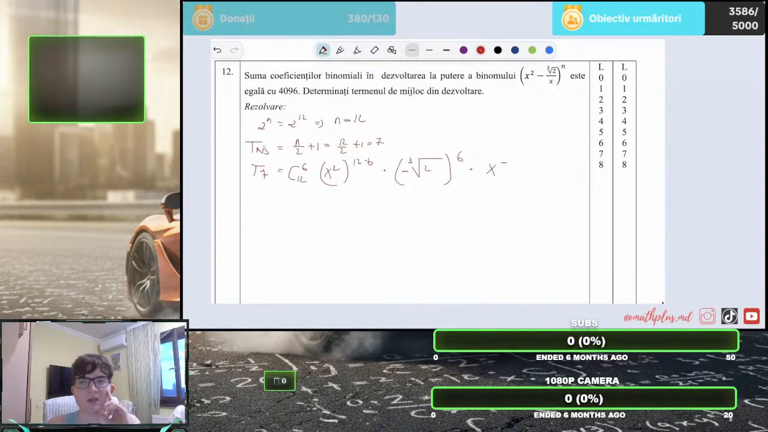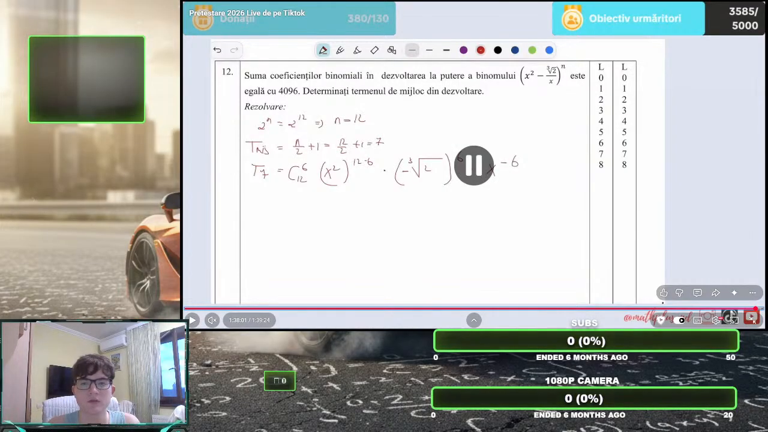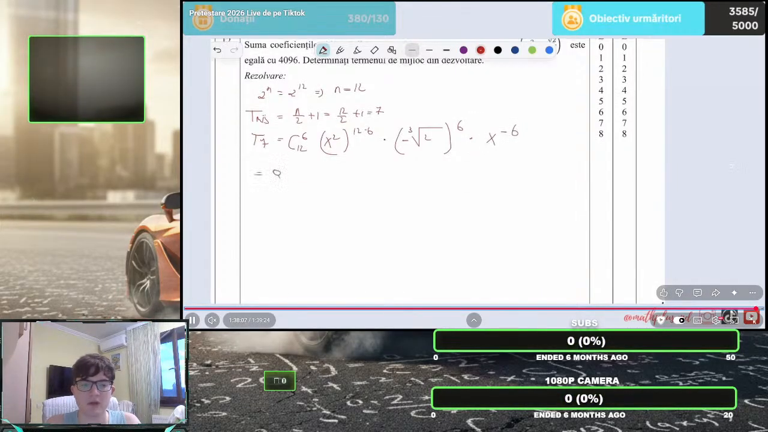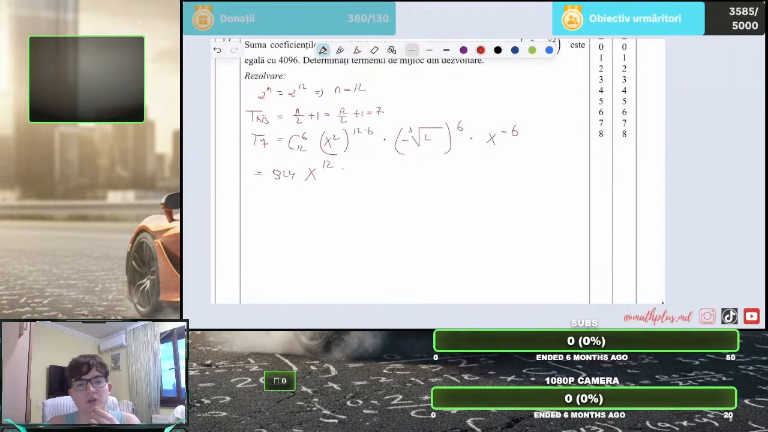Okay, I guess that kind of makes sense, but it's pretty tricky, so might as well watch till the end just to get a bigger grasp of this. So we're going to have right here x to the power of minus 6, because it was below, and with the power of k we get it like this. So the C we just write down like this. C12 6 is 924. Honestly, I didn't expect a number this big.